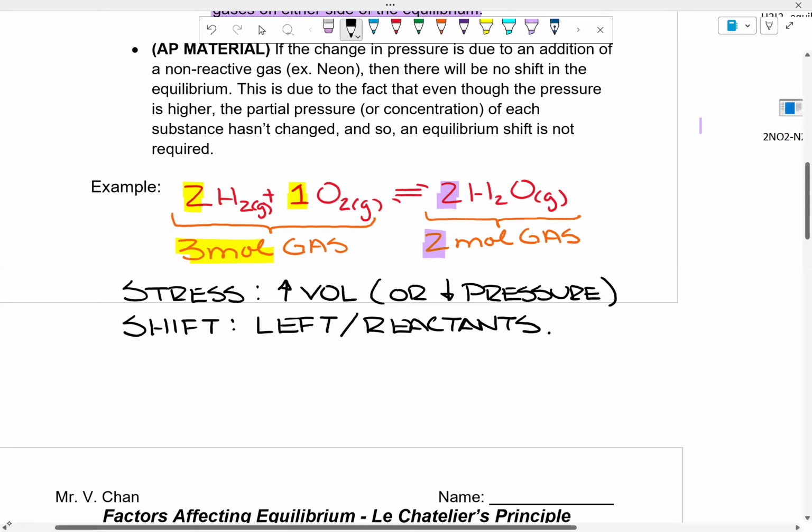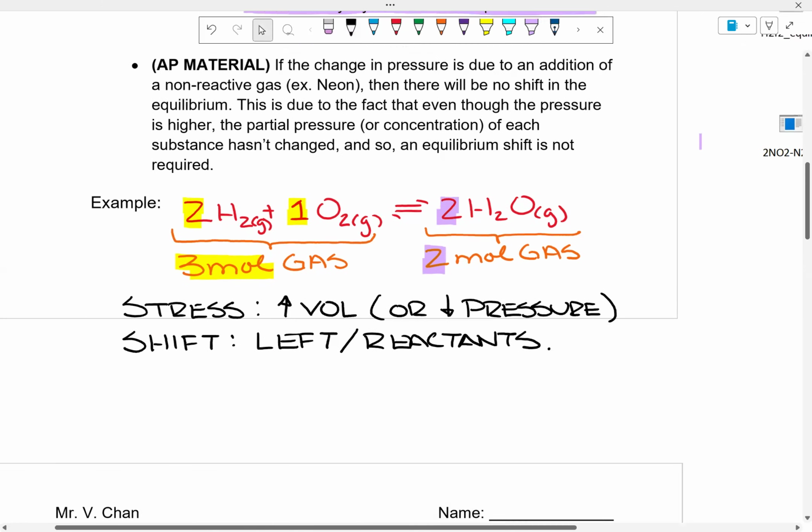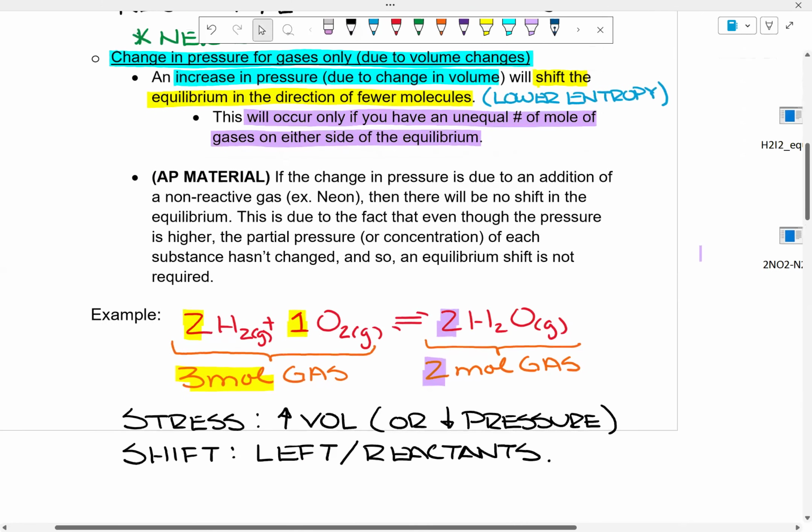Now, why would you get a shift to the left, or to the reactants? It is because if you are increasing the volume, you have more space. And since you have more space, it would favor the side with greater entropy. Remember from last day's lesson, all chemical reactions tend towards the side of greater entropy or greater randomness. So if you have more space, it allows for more randomness.